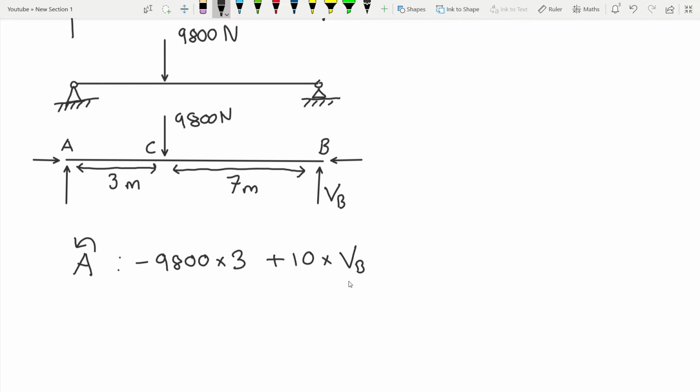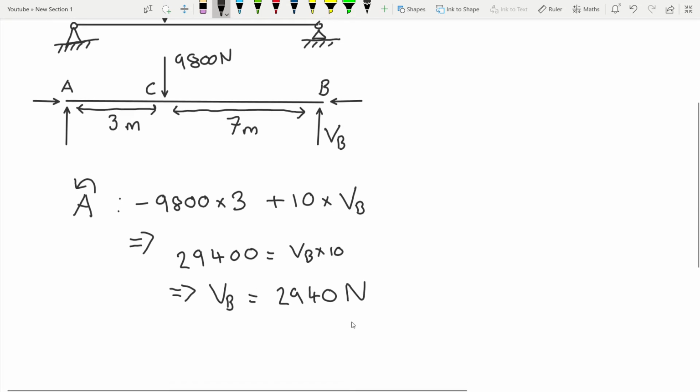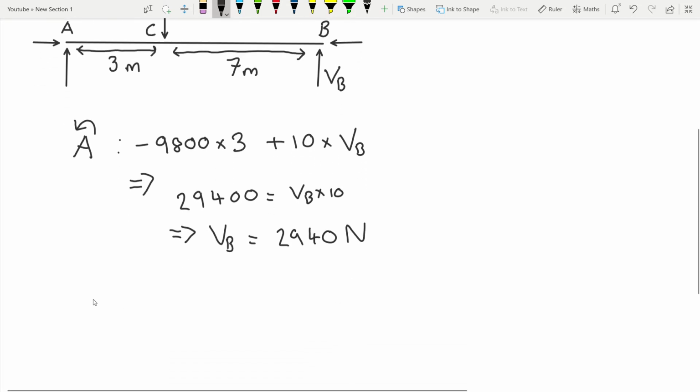So 9,800 times 3. Yeah, so we're going to say this implies that 29,400 equals 3B times 10. So B equals 2,940 newtons.